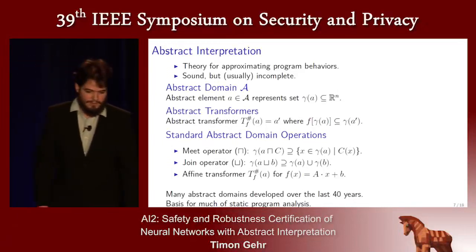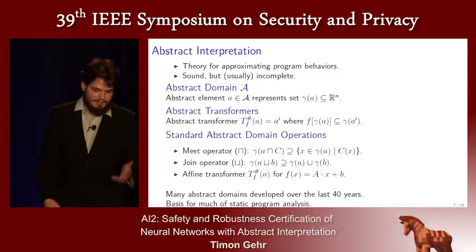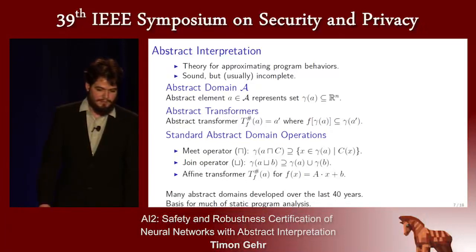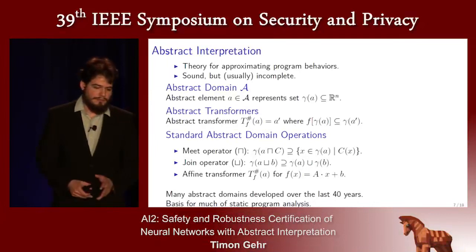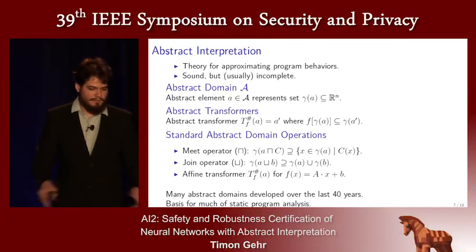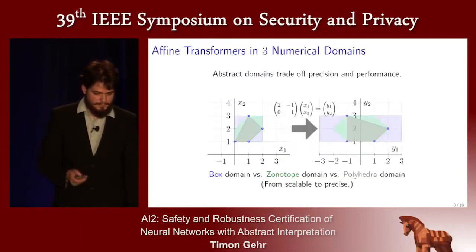And abstract domains have some standard set of built-in operations. What we need are this meet operator, which just intersects a given abstract element with some linear constraints. We have a join operator that combines two abstract elements and gives you back a combination. And we have an affine transformer, which is just an abstract transformer for an affine transformation.